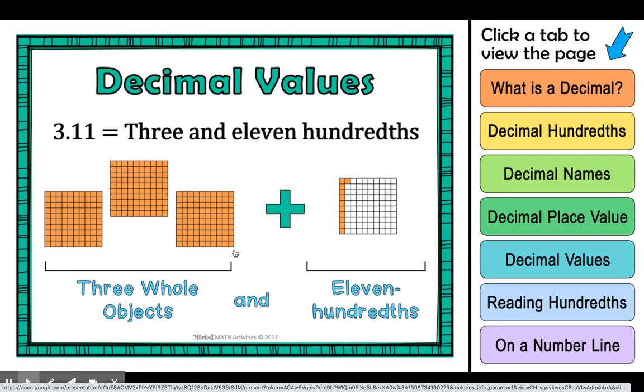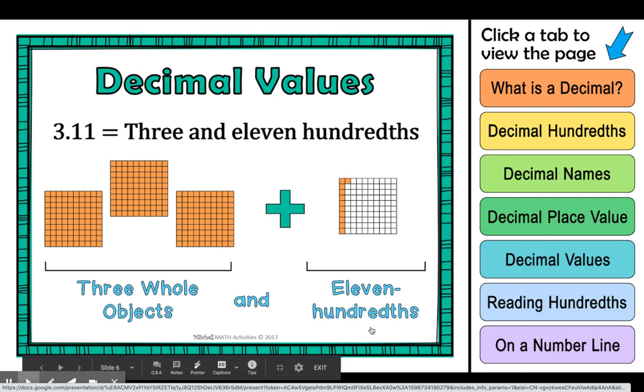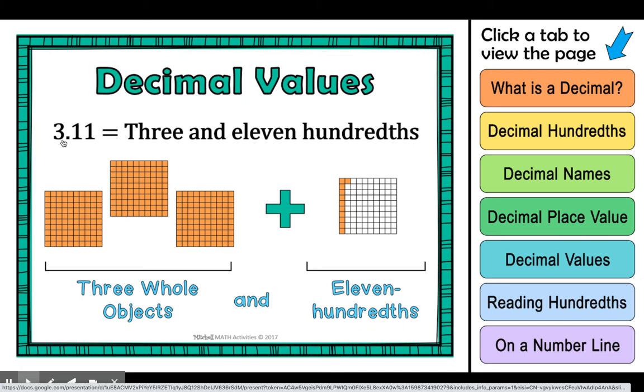Okay, now we can use these visual models to represent mixed numbers just like we did with tenths, and now we can show how to do it with hundredths. So here we have 3 wholes, 1, 2, 3, and here we have 1/10 plus 1/100th, which we would read 11 hundredths. So see this here? 3 and 11 hundredths. You're going to read the number as it's written and then say the place value position of the last digit.